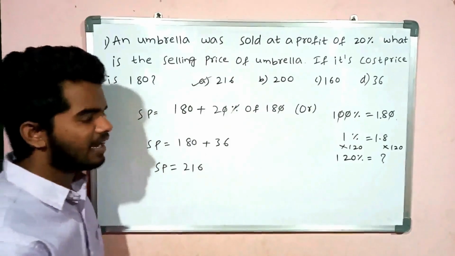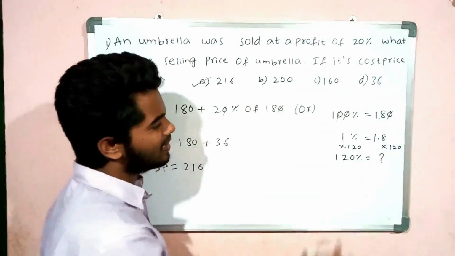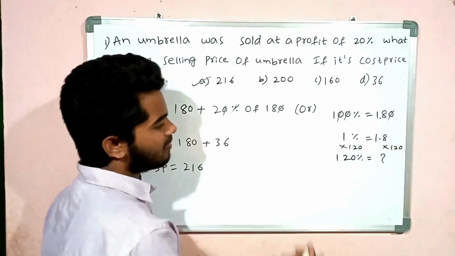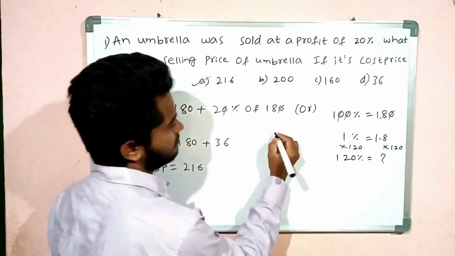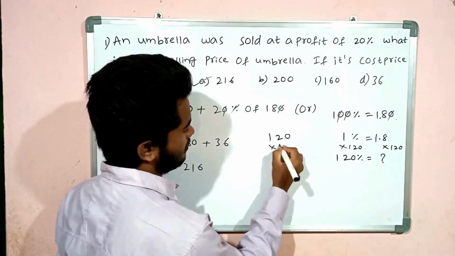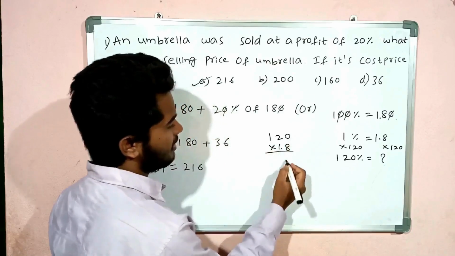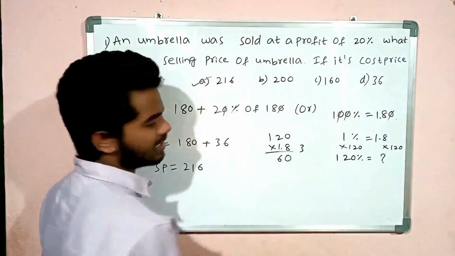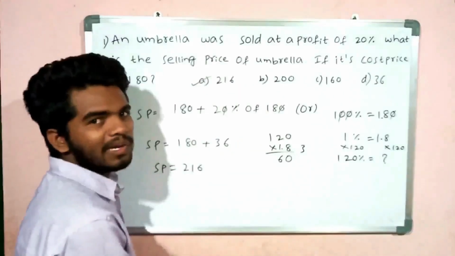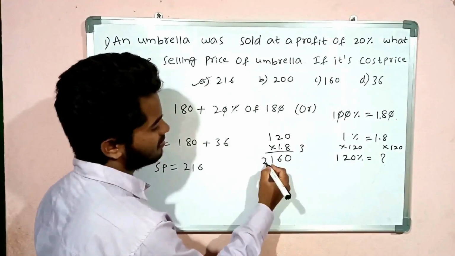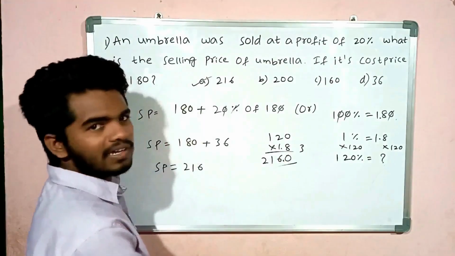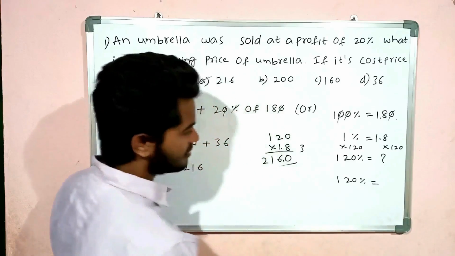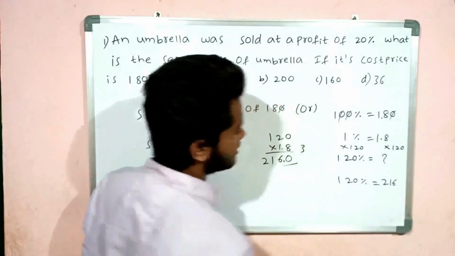Left side into 120 and right side also into 120. 1% into 120, 120% equal to 120 into 1.8. 18 into 2 times 36, 6, 3 carry. 18 into 1, 18. 18 plus 3, 21. Decimal point. 216. 120% equal to 216.